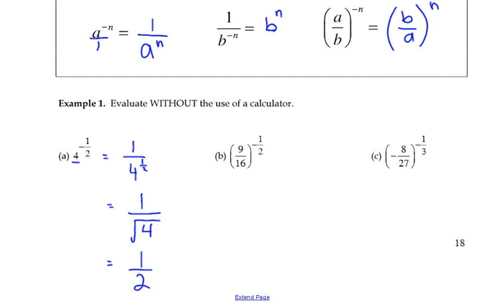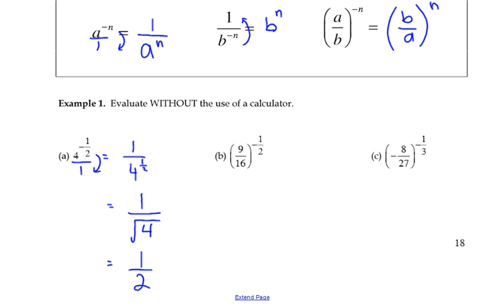So we got rid of the negative by moving it to the denominator. So that's what the negative exponent does. It moves it to the denominator to become positive. Or if it's on the denominator, we move it to the numerator and it becomes positive. So the negative exponent, in order to be a positive exponent, we have to actually move it either up or down, depending on where it already is. Okay?